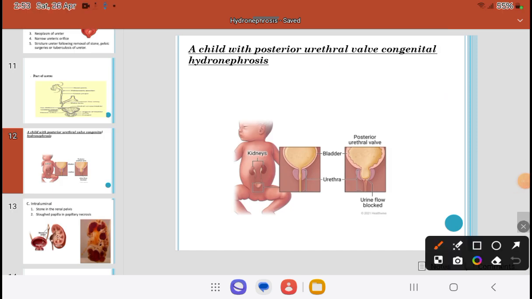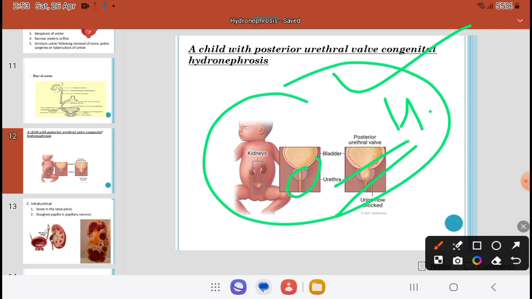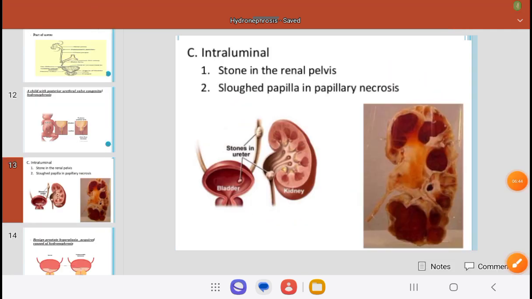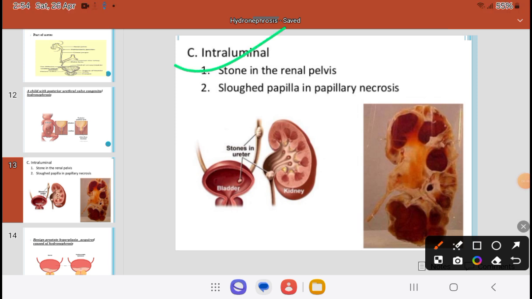Here you can see bilateral congenital hydronephrosis in a child with a posterior urethral valve. There is a urethra, and there is no valve in a normal individual, but in case of a congenital defect, there is a posterior urethral valve that blocks the flow of urine and leads to hydronephrosis. This is the intraluminal cause of hydronephrosis we discussed earlier. Here we can see a stone in the ureter and papillary slough in papillary necrosis that leads to hydronephrosis.